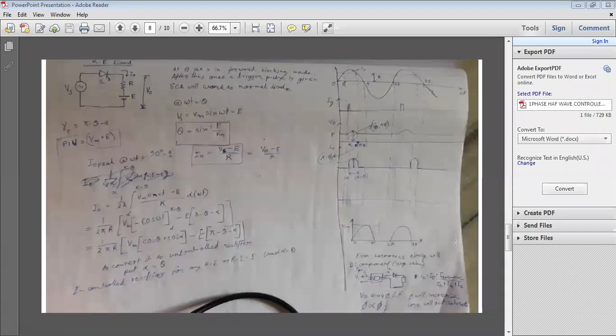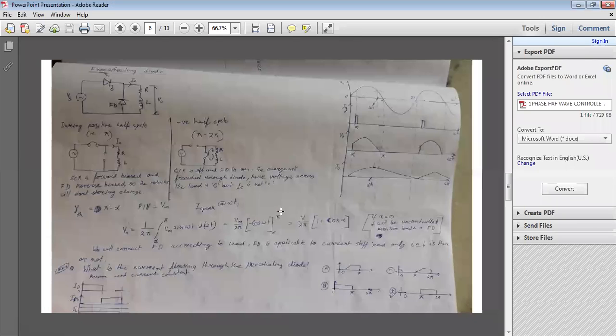Okay, so this way it will come, and during the negative half cycle, the thyristor will be off, but the freewheeling diode will be on, and the load, that is RL load, will discharge its storing charge through the diode.